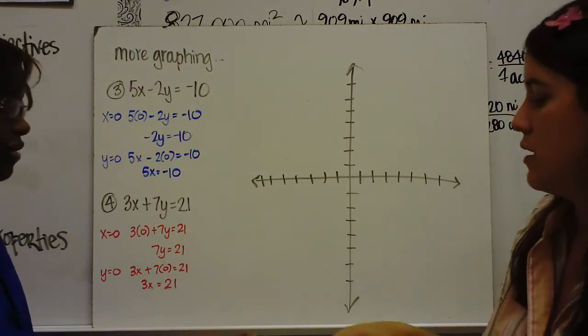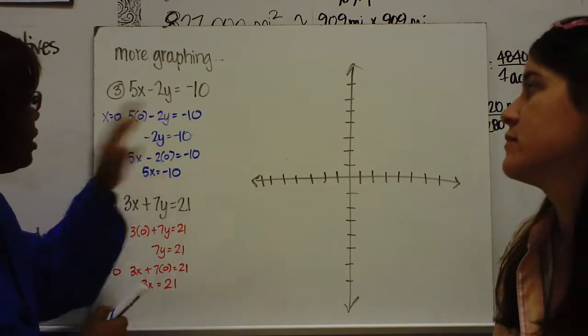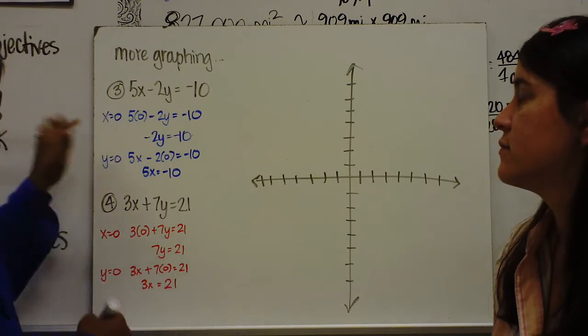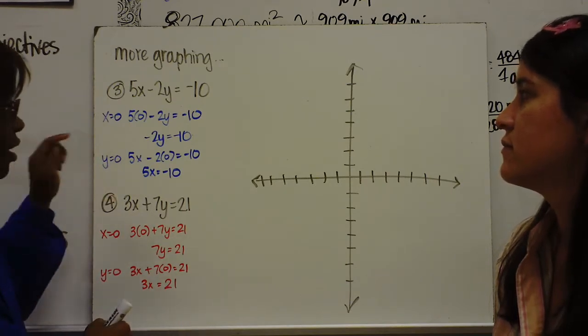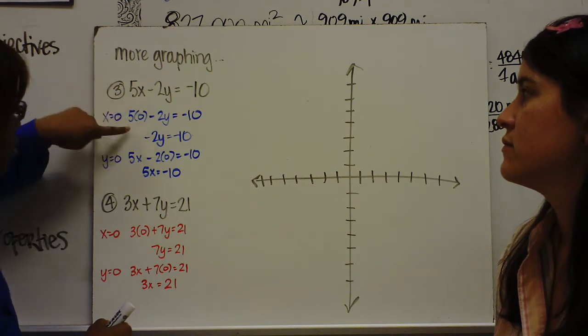So we have some more graphing. This one is 5x minus 2y equals negative 10. You want to find the x and y-intercept. So first we're going to find the y-intercept by plugging in 0 for x. And Ms. Hempler's already started this for us.